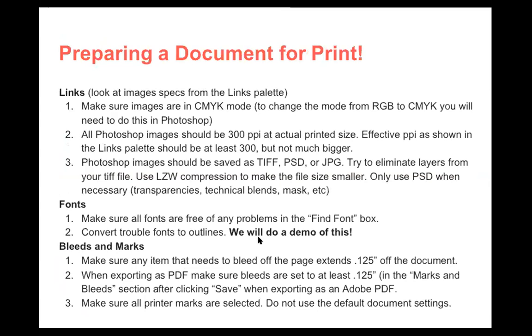To change the mode from RGB to CMYK, you will need to do this in Photoshop. They're talking about images. All Photoshop images should be 300 pixels per inch at actual printed size. This is for print. Effective pixels per inch, so PPI as shown in the links palette, should be at least 300, but not much bigger.